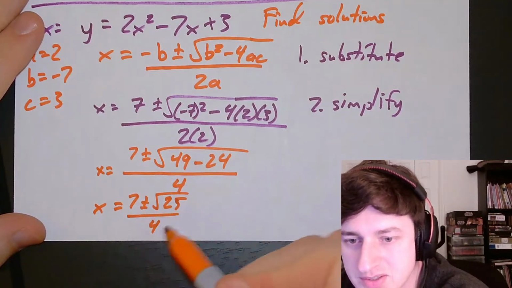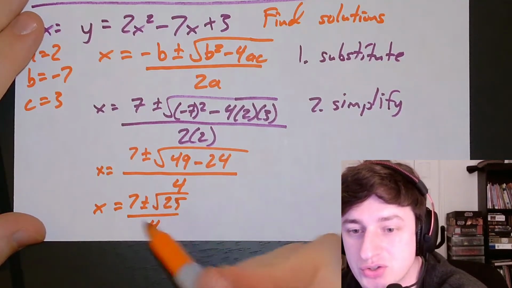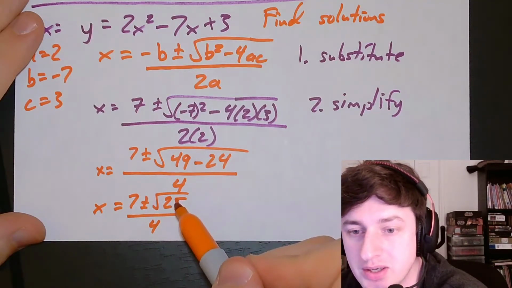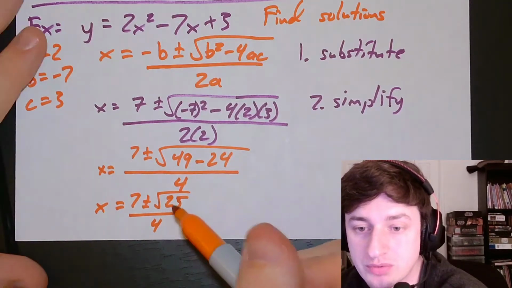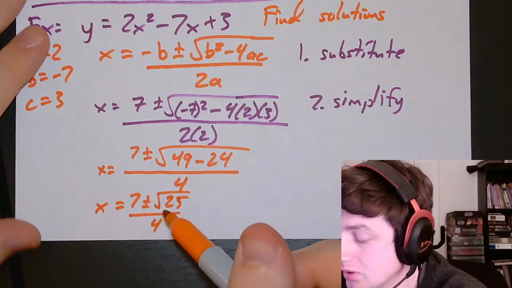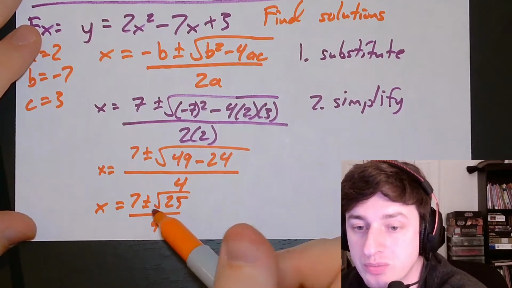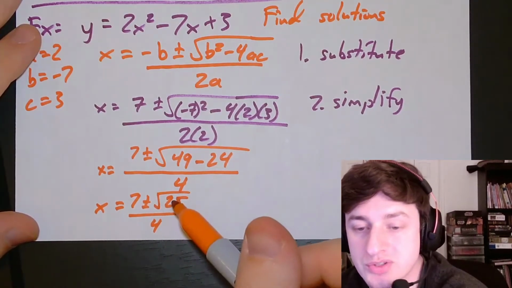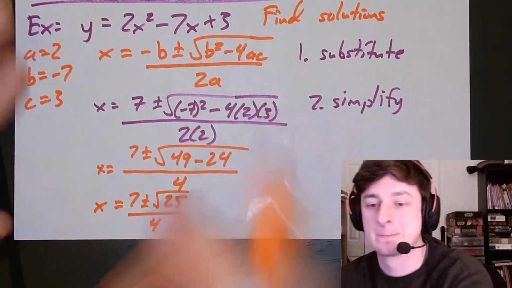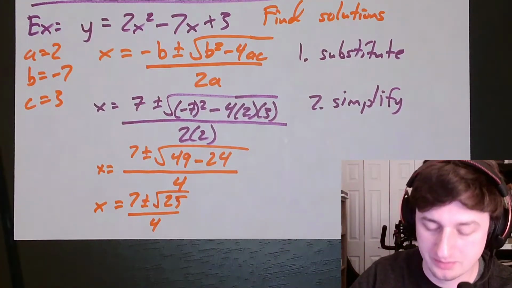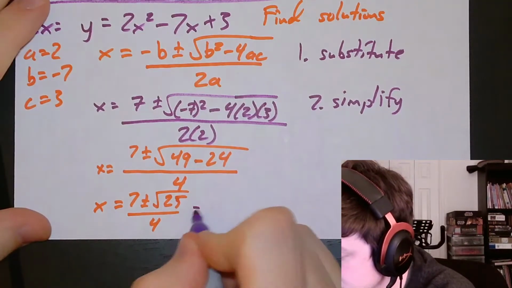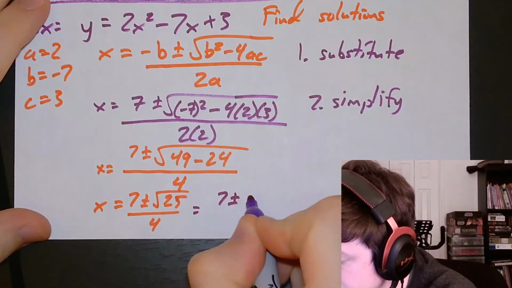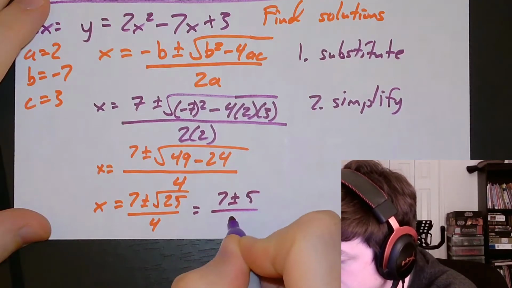Now sometimes our answer is just going to look like this because this square root isn't going to simplify, and so we just leave it. And we say, okay, that's two numbers that we've written kind of as one number. And we are not going to simplify the equation anymore because the square root won't simplify. But in this case, it does simplify. The square root of 25 is 5, and so we get 7 plus or minus 5 over 4.